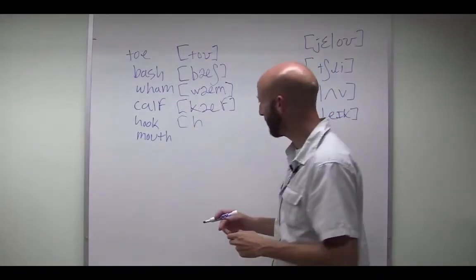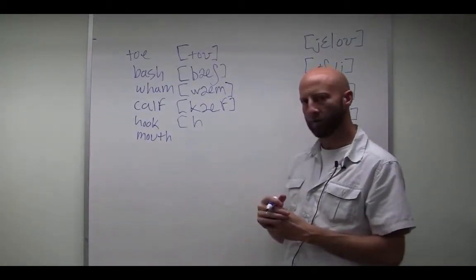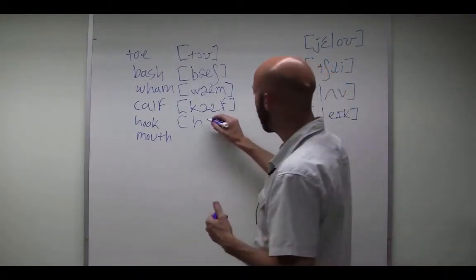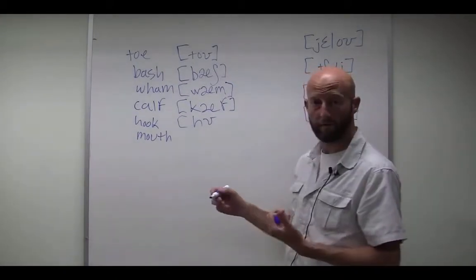Next we have hook. So we have our voiceless glottal fricative. Then we have, you remember that one? It's the upside down omega symbol. And then we have k. Hook.